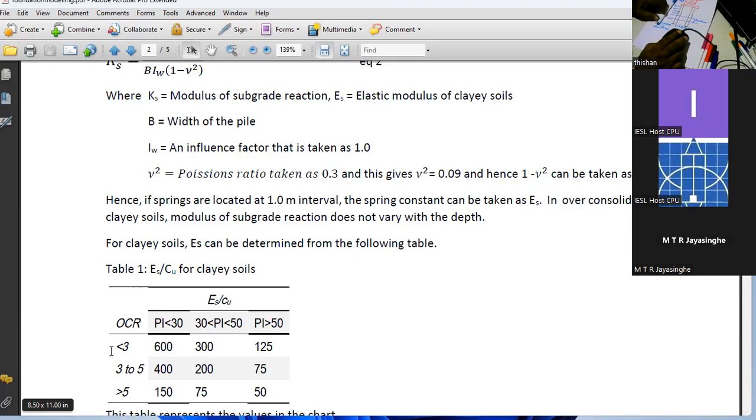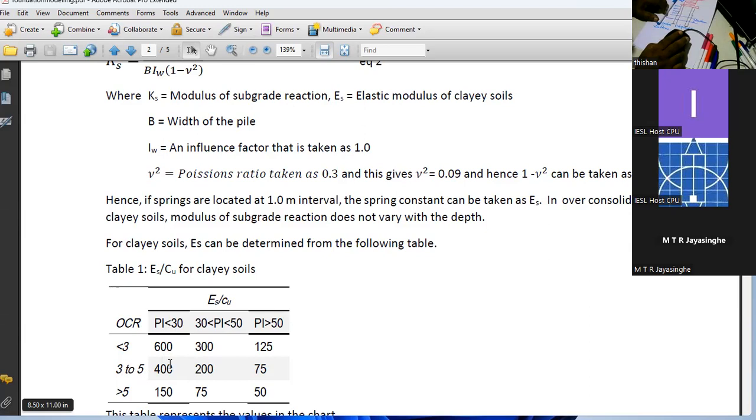Over-consolidation occurs if the soil has been covered by a thick overburden. So if the soil has been covered by a thick overburden, then it has to be considered as over-consolidated soil. Depending on this, even in Sri Lanka, we can generally use these types of values. But if it is a good soil, the over-consolidation ratio is between 3 to 5.